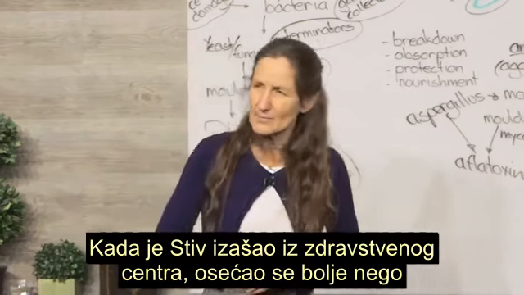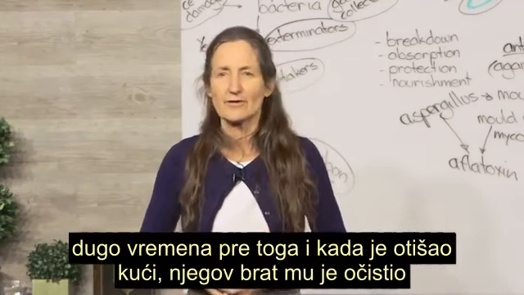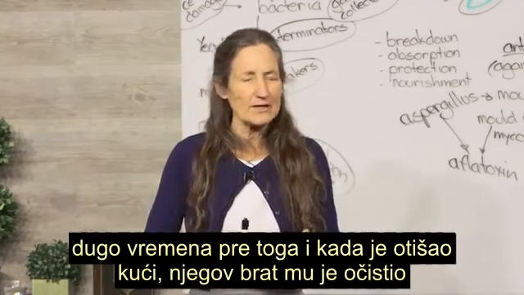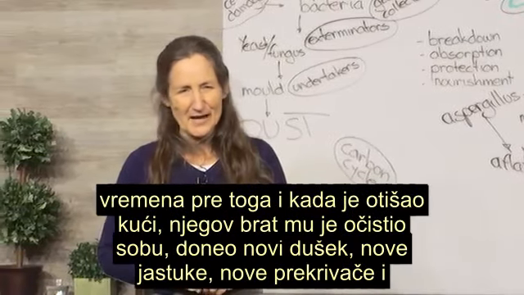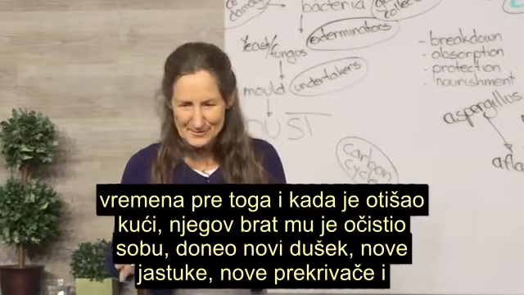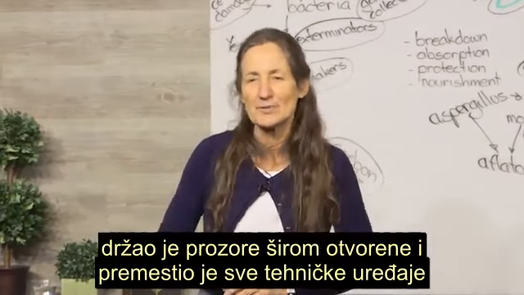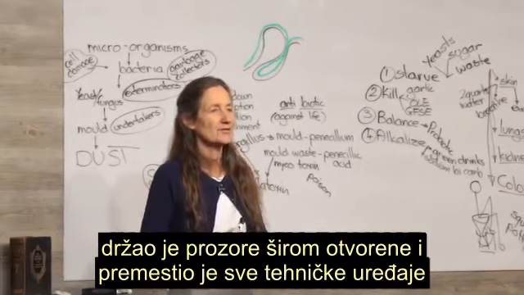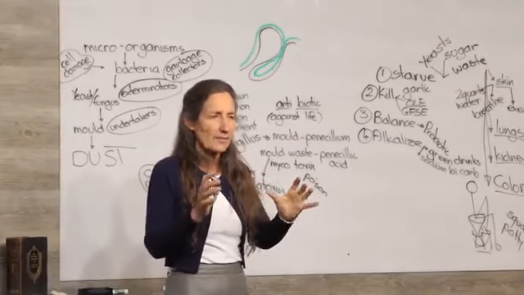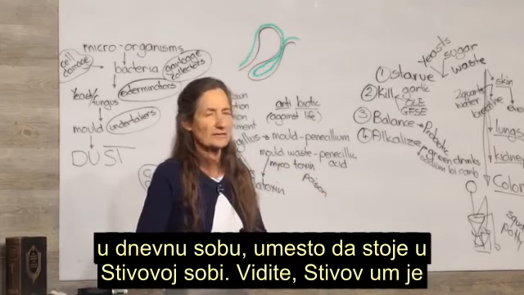So when Steve came away from the health retreat, he was feeling better than he had felt for a long time. And he went home, and his brother had cleaned out his room. He had a new mattress, new pillows, new quilts, and the windows were wide open. And what Healthy Harry had also done, he'd arranged it so that most of the technology was in the lounge room instead of in Steve's room.